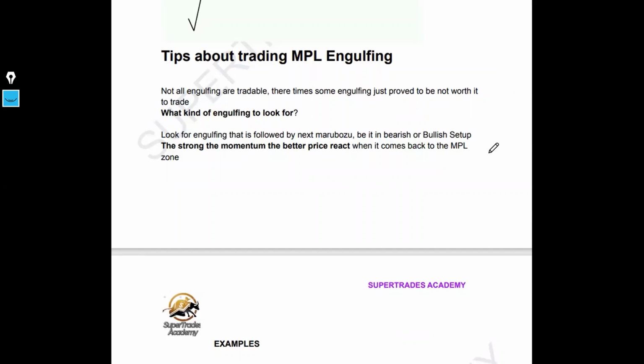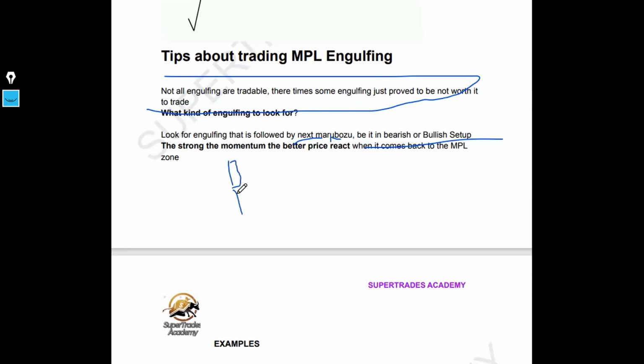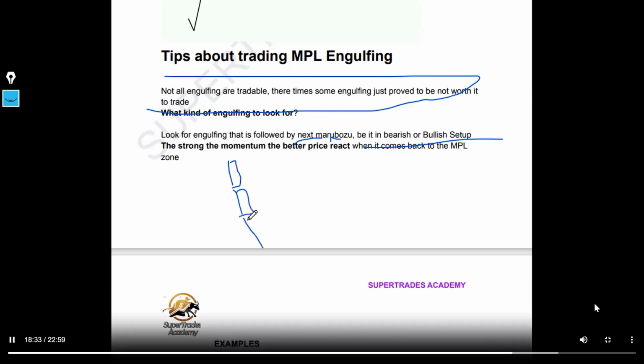Not all engulfing are tradable. Sometimes an engulfing just proves to be not what it seems. There are some engulfing that you don't have to trade. What kind of engulfing to look for? You're going to see down here the engulfing that you must look for. Look for engulfing that is followed by a Marubozu, be it in a bullish or bearish setup. The stronger the momentum, the better the price will react when it comes back to the maximum pain level. So you have to look for candlestick Marubozu.